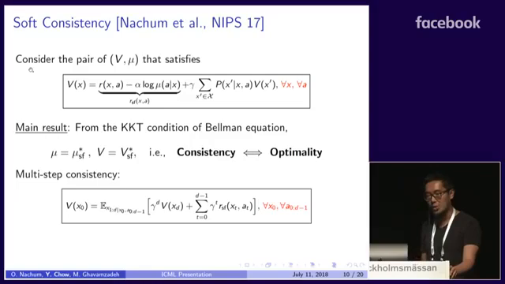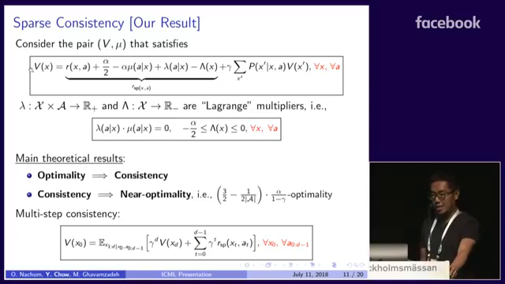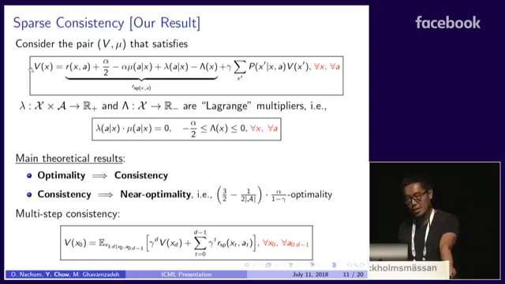So as I discussed before, in our work, we mainly derive sparse consistency conditions, which, similar to the soft one, we consider the pair of value functions and policy that satisfies the following consistency equations for any state and actions. But one technical difficulty here compared to the soft version is that here we have explicit slack variables that are the Lagrange multipliers in the KKT conditions, and they need to satisfy these two explicit constraints.